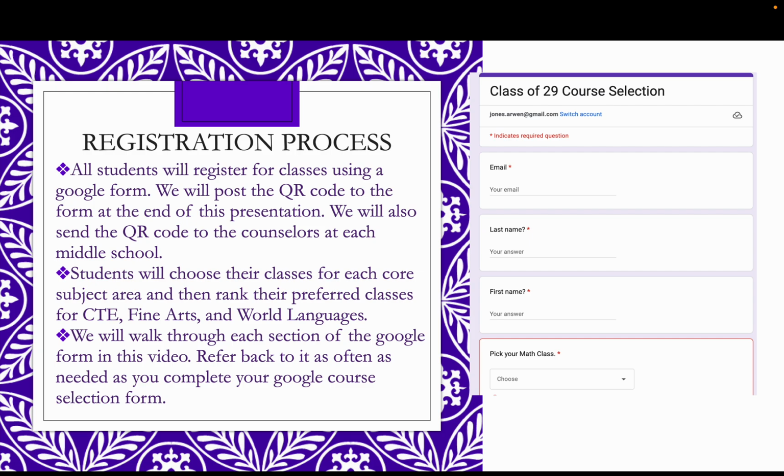When you go to fill out this form, students are going to be choosing classes for each of the core subject areas, and then they're going to be ranking their preferred classes for CTE, which stands for Career and Technical Education, their preferred classes for Fine Arts, and World Language. On the video tonight, I'm going to walk through each section of the Google form. So refer back to this video as often as you need while you're completing your Google course selection form.